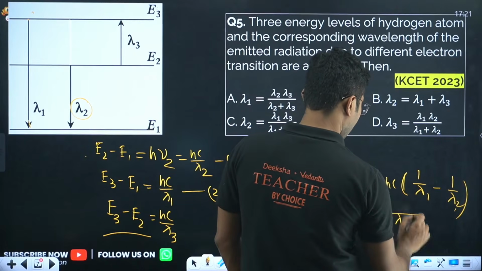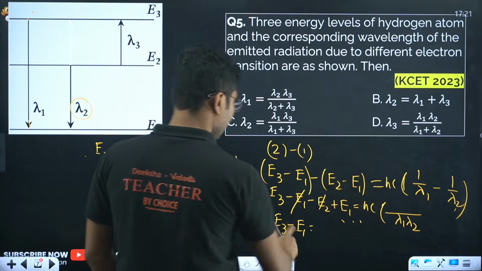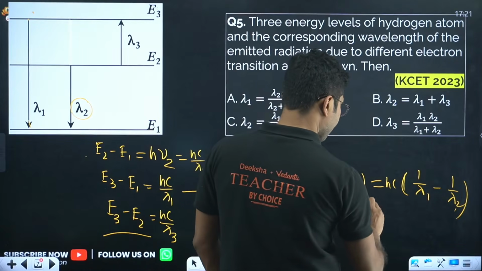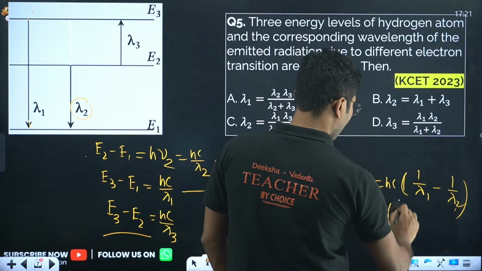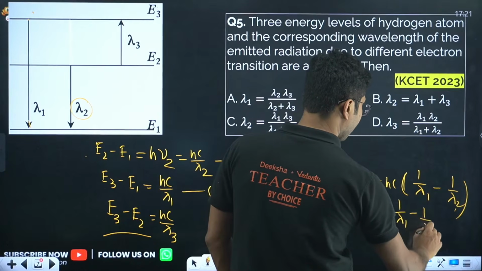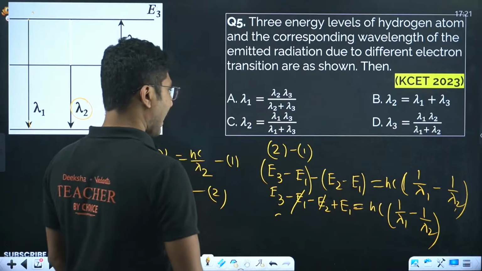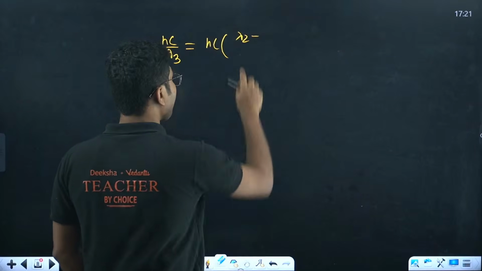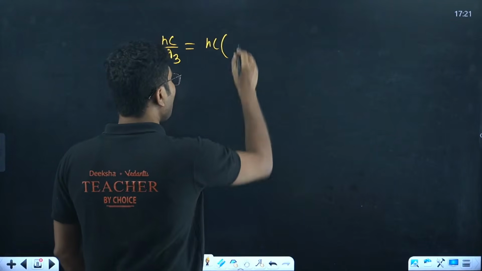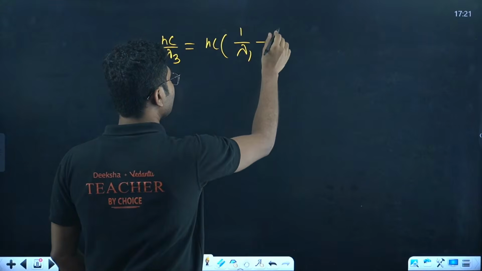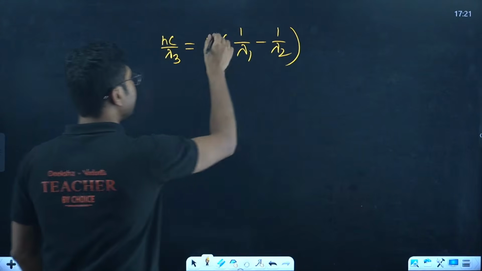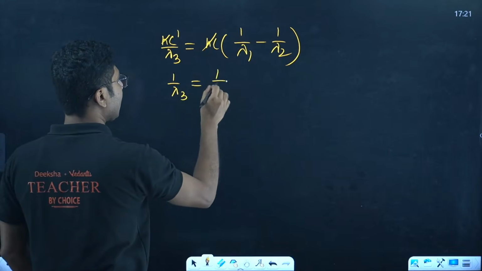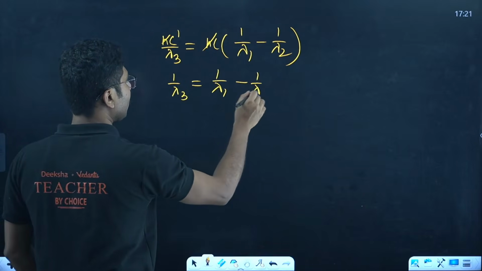Okay, let's leave it here for now, because we do not know what we will get after solving this. So hc times 1 by lambda 1 minus 1 by lambda 2. Then we will go to our next part. So here we will get 1 by lambda 1 minus 1 by lambda 2. So hc cancels, we get 1 by lambda 3 equals to 1 by lambda 1 minus 1 by lambda 2.